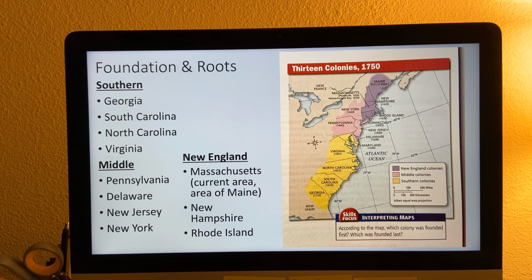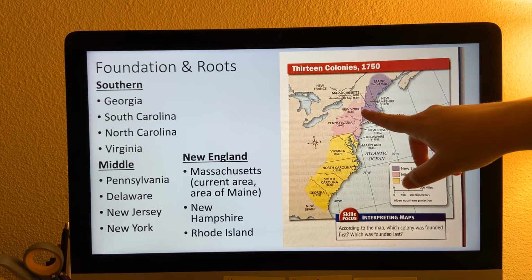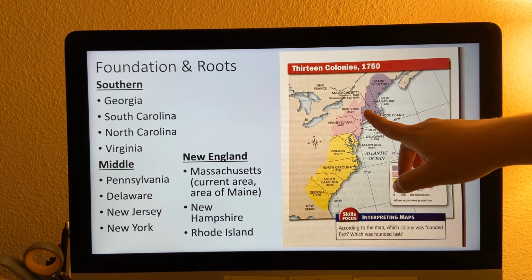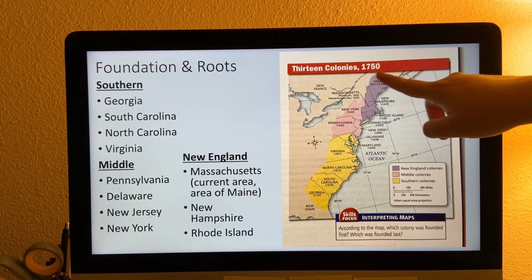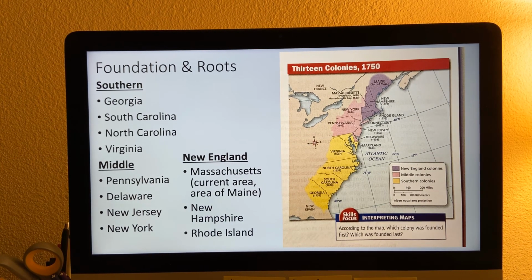Now remember, when we discuss Massachusetts in the colonies at this time period, you have the original land that Massachusetts is today, but you also have this piece of land up here in what we call Maine today. That was a part of Massachusetts as well.